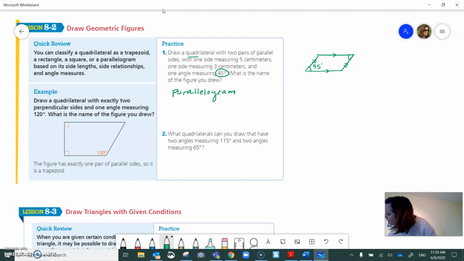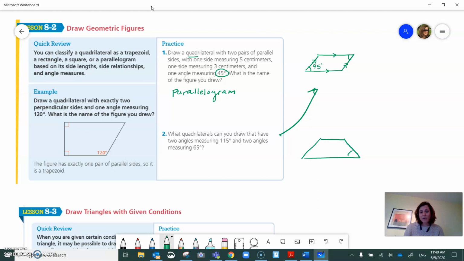The second one, what quadrilaterals can you draw that have 2 angles measuring 115 and 2 angles measuring 65? Well, you could draw another parallelogram, but notice they don't say anything about what sides have to be parallel to each other. So you could actually draw a trapezoid where these 2 angles are 65 degrees and these 2 angles are 115 degrees. So a parallelogram or a trapezoid.